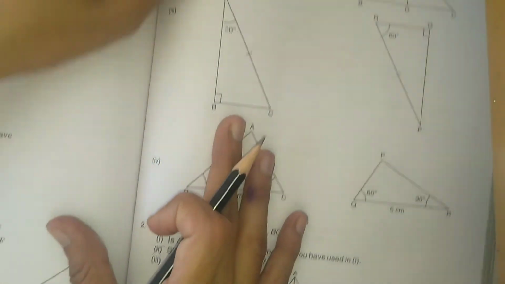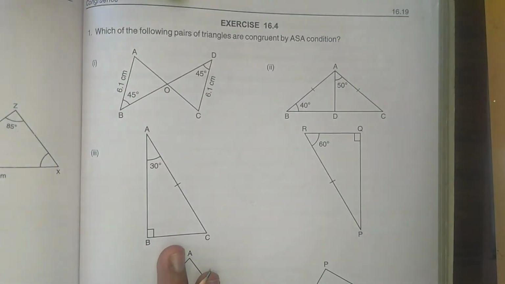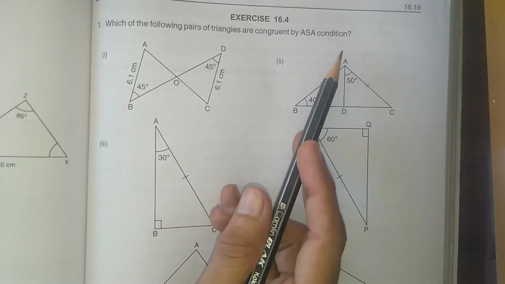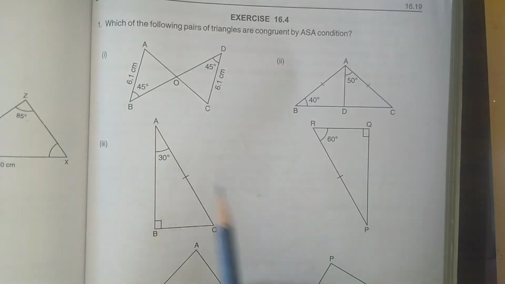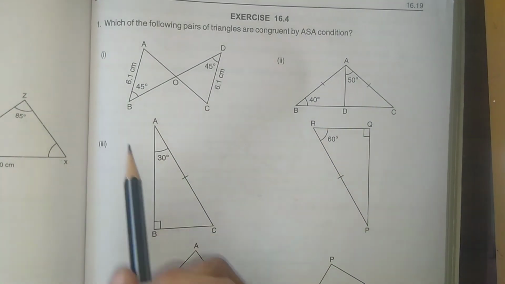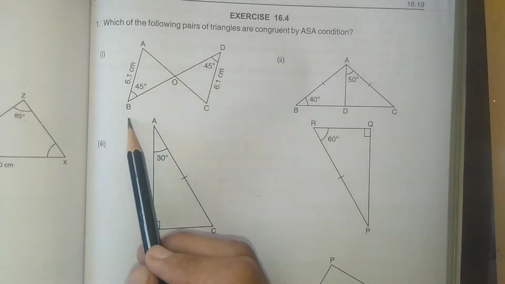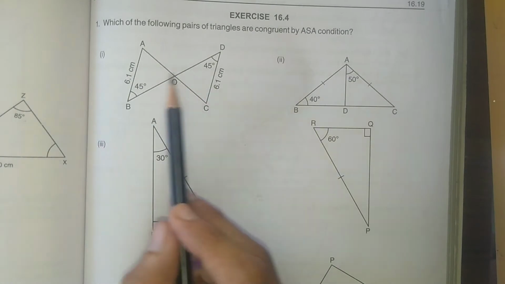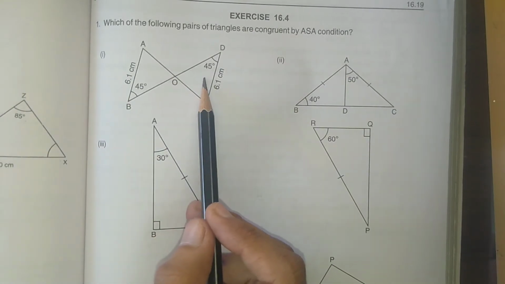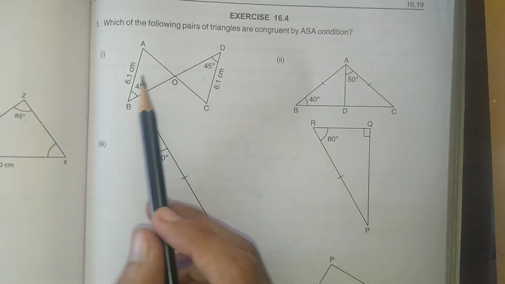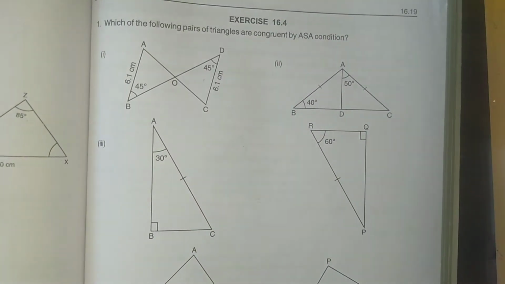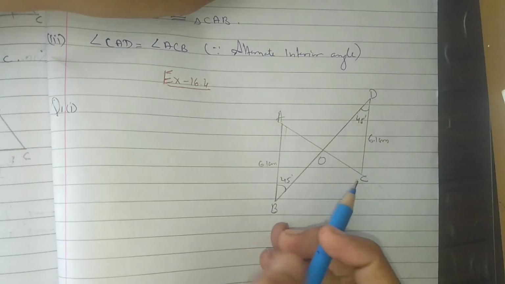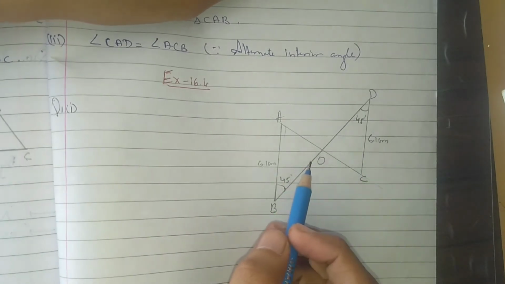Now in exercise 16.4, using the ASA condition we have to prove that these triangles are congruent. Okay, the first one we have given two triangles, that is ABO and DCO. Two triangles, we have to prove whether they are congruent or not with ASA. So let us see. We have given here a diagram of two triangles, right?